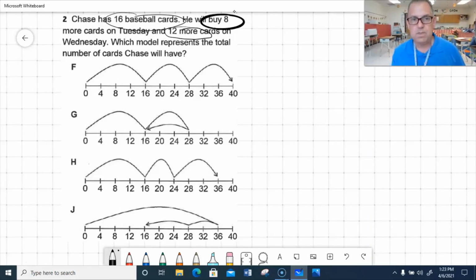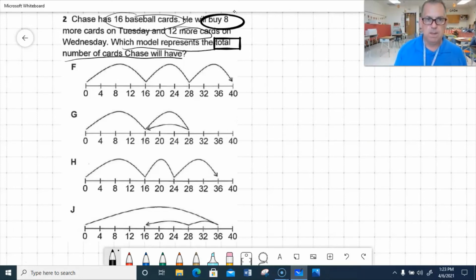Okay. So, underline the question. The question is, which model represents the total number of cards Chase will have? Box some operational clues right here. Okay, and the question's asking the total. So that means we don't know what the total is. That leads me down a road of what operations we're going to use. I see somewhere in here it says he bought, or he will buy. When you buy something, you get more of it. So these sound like an addition sentence.